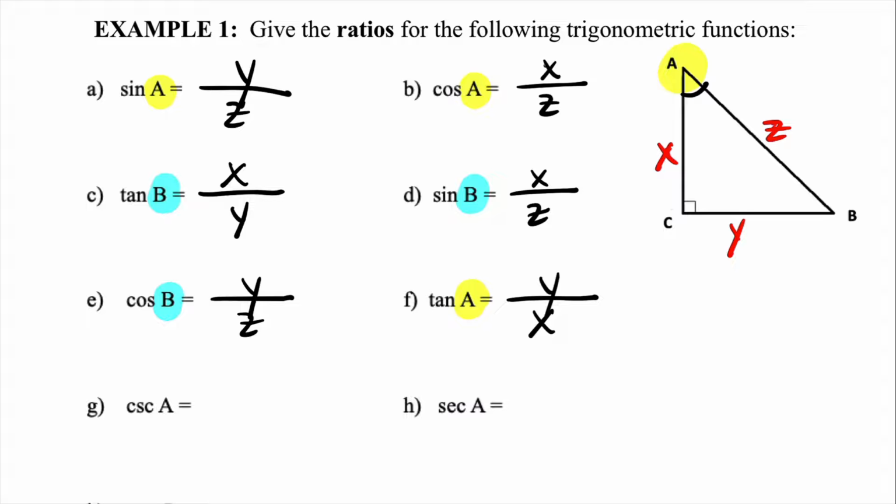Okay, the next two are still at A. Now we're introducing the new ones. Probably didn't talk about these in Math 2. The cosecant, secant, and cotangent, these three, probably didn't do that in Math 2. It's more of a Math 3 thing. Okay, so here we go. Cosecant of A. So cosecant is hypotenuse first. If I'm at A, hypotenuse is still Z over opposite. Y. Z over Y.